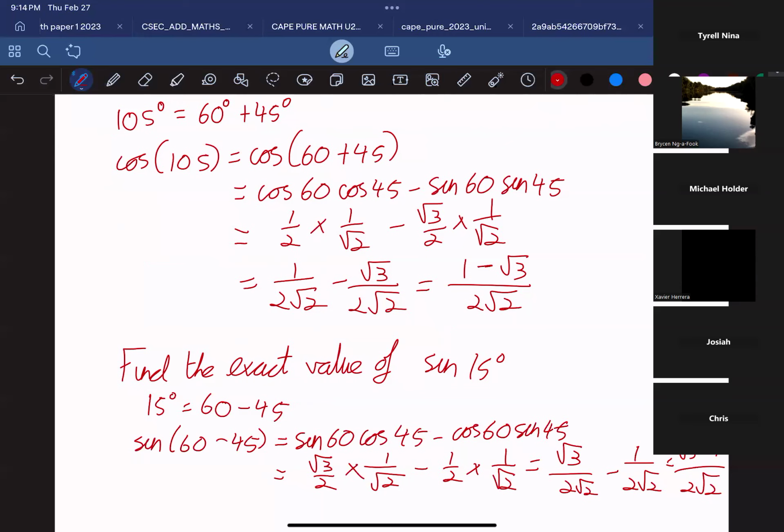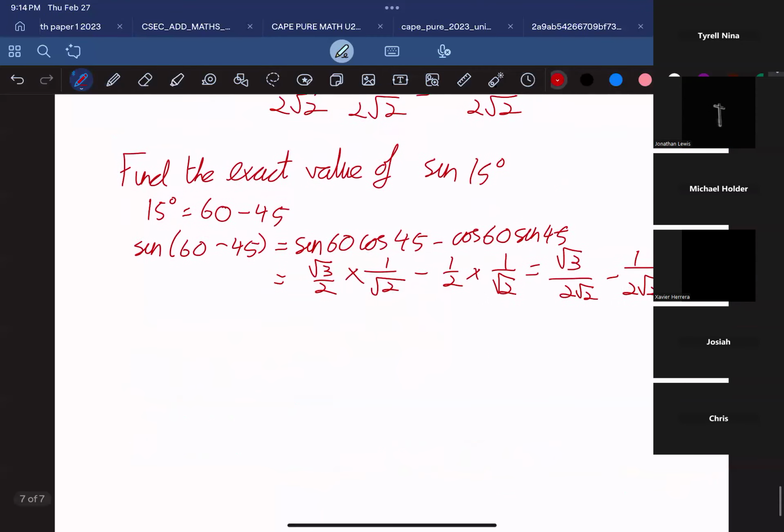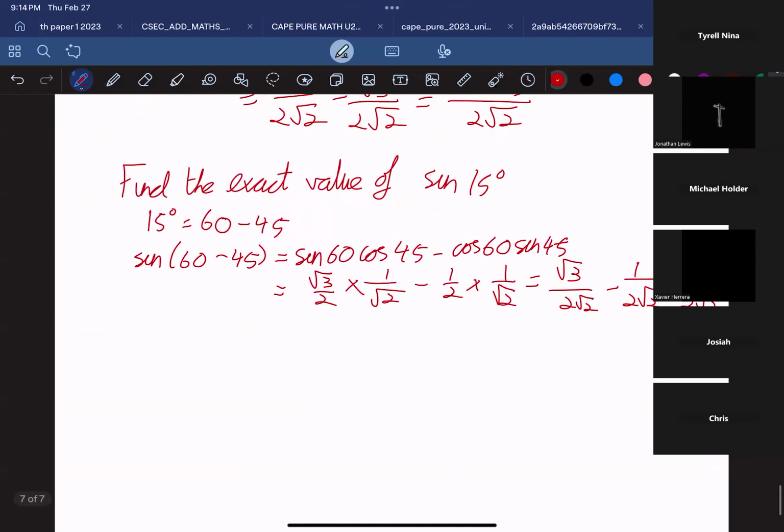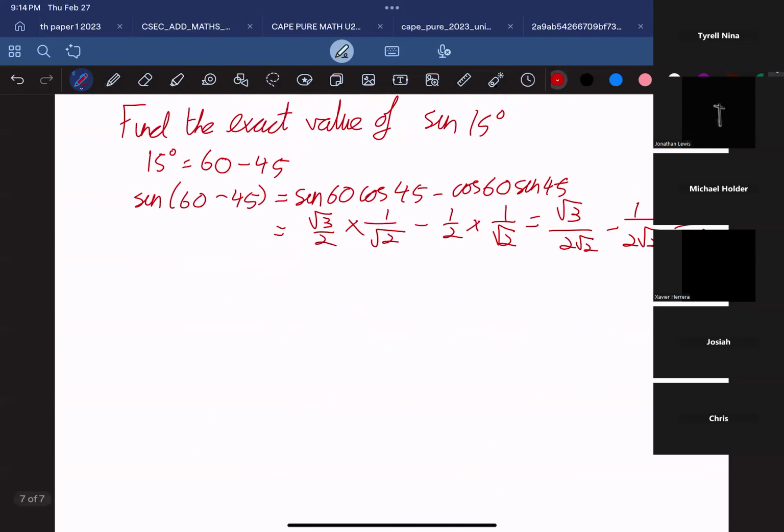Okay? Right. So you just had to memorize the exact values. Yeah, so you just have to memorize 30, 45, and 60. Those are the three you need to know. You could also have used sine 45 minus 30 and you get the same answer. I got a different answer. I got 2 minus root 3 over 4.